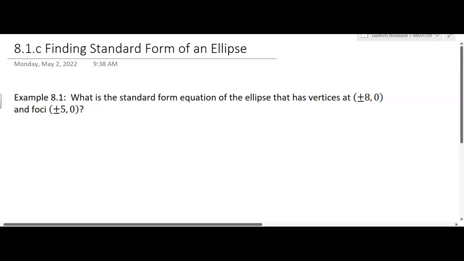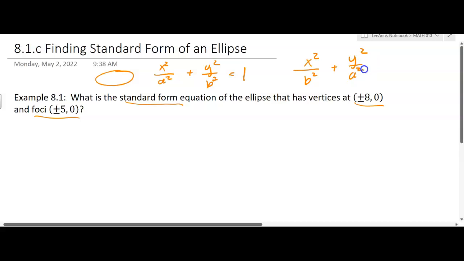Okay, so it says in this example, what is the standard form equation of the ellipse that has vertices at plus or minus 8, 0 and foci at plus or minus 5, 0? So you'll remember there are two standard forms for the ellipse. There's x squared over a squared plus y squared over b squared equals 1. That was for the pancake shape. And then there was x squared over b squared plus y squared over a squared equals 1. And that was the egg shape or the elongated shape. Okay, so which one do we pick and how do we know?